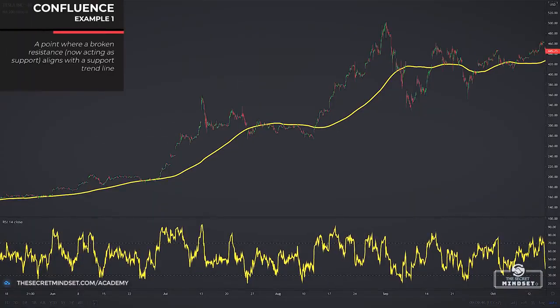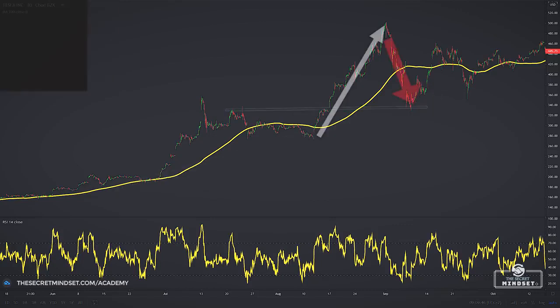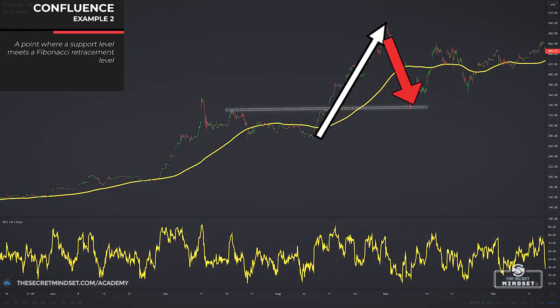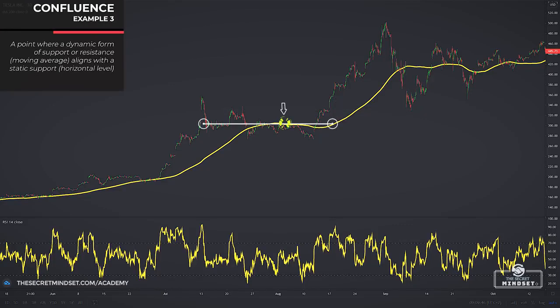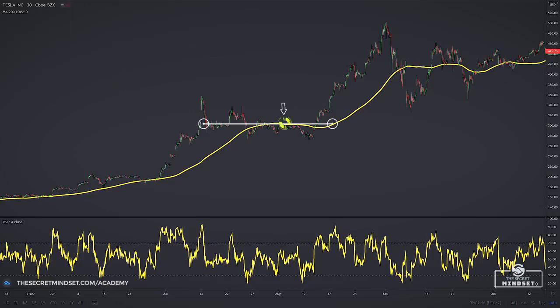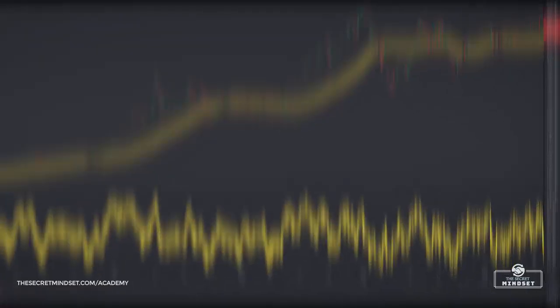Popular examples of confluence are a point where a broken resistance, now acting as support, aligns with a support trend line, a point where a support level meets a Fibonacci retracement level, a point where a dynamic form of support, like a moving average support, aligns with a static support, for example a horizontal level, or a point where an oscillator like the RSI gives a strong signal at a level which also acts like a support, for example a bullish divergence at a horizontal support level.